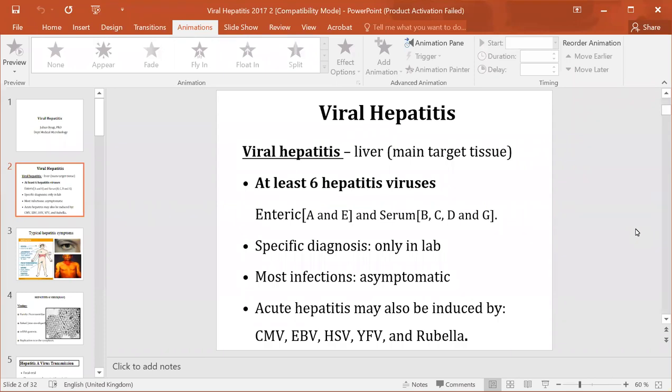However, when we go back to the six viruses that are associated with classic hepatitis, these viruses can also be grouped into two. The two groups are enteric and serum hepatitis. Enteric hepatitis are those hepatitis viruses that are transmitted through the fecal-oral route, and the serum hepatitis viruses are those transmitted through blood and contaminated blood products. So enteric viruses are hepatitis A and E, and then serum viruses are hepatitis B, C, D, and G.